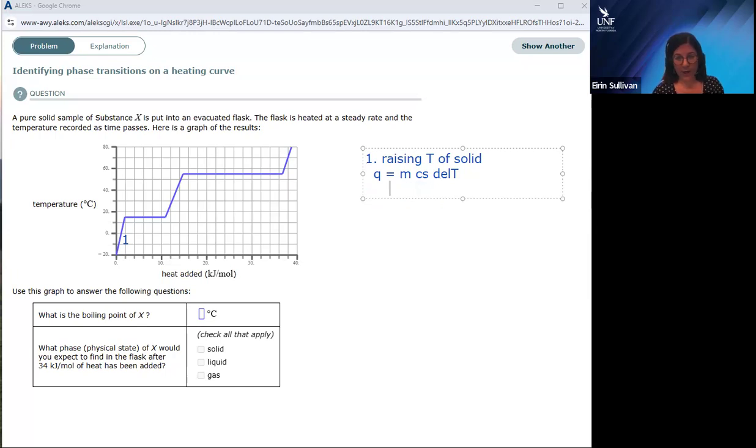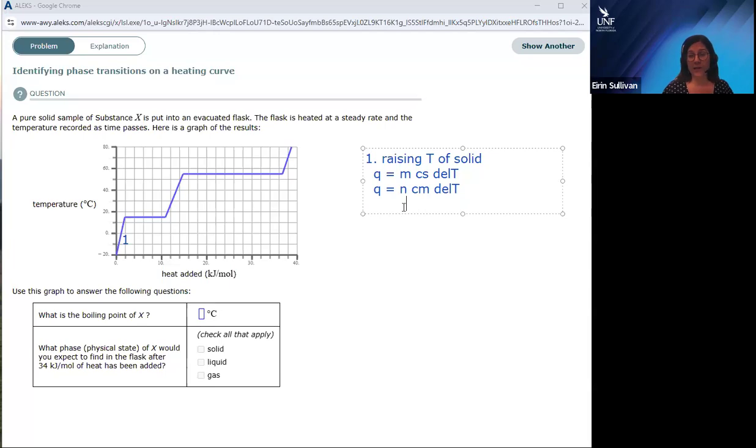Alternatively, you might use Q equals n times Cm delta T, where Cm is the molar heat capacity, just different units for the same thing, which is joules per mole per degree Celsius or per mole per Kelvin, same difference, right? In which case you'd have to multiply by the number of moles of your substance in order to cancel out moles and degrees Celsius to cancel out Celsius and end up with an answer for Q in joules, okay?